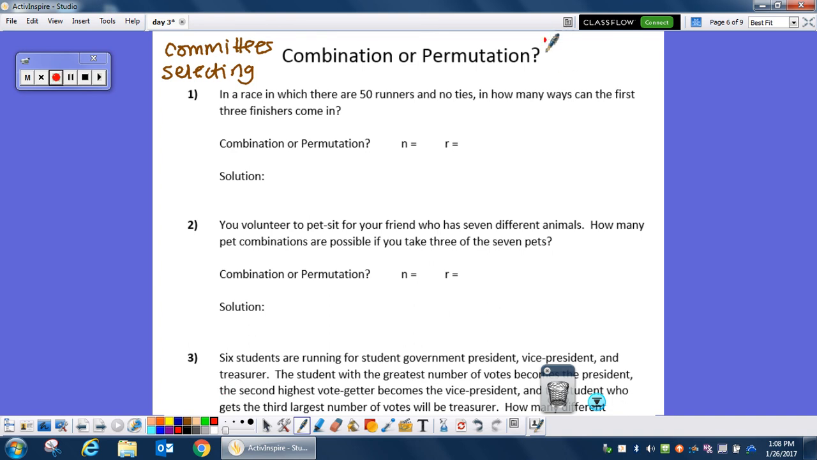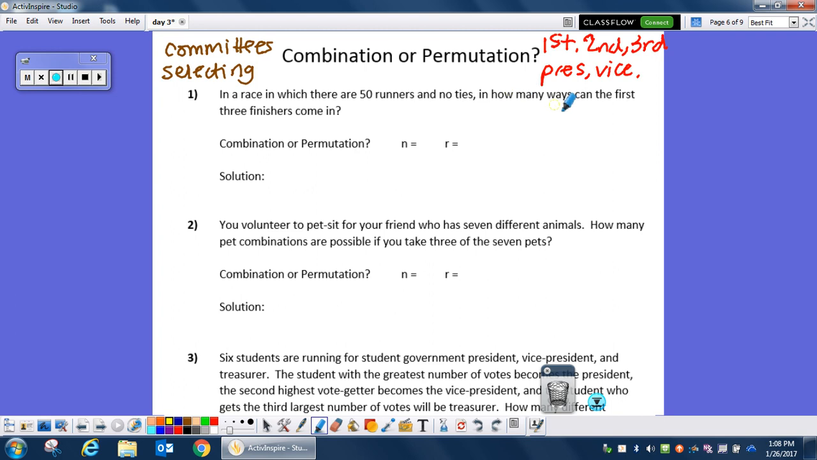So you might see like first, second, third, like first, second, third, favorite to least favorite, president, vice president, okay? So what you need to do here is you need to decide if each one is a combination or a permutation. So what I'm going to do is I'm going to read through the problem, and I'm going to highlight what kind of clues you in on whether it's a permutation or a combination.